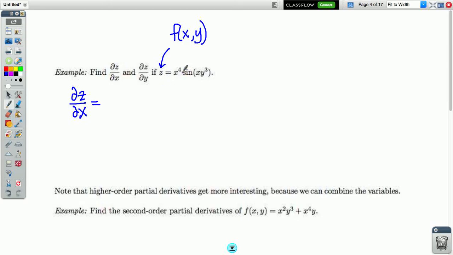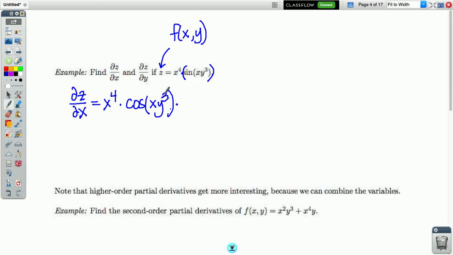Now the problem is here, this second part of my function still has an x in it, and so does the first part. So I really do need to do product rule here. So I'm going to do left d right, and the derivative of the right portion of this product is going to be cosine of xy cubed times the derivative of the inside of this function.